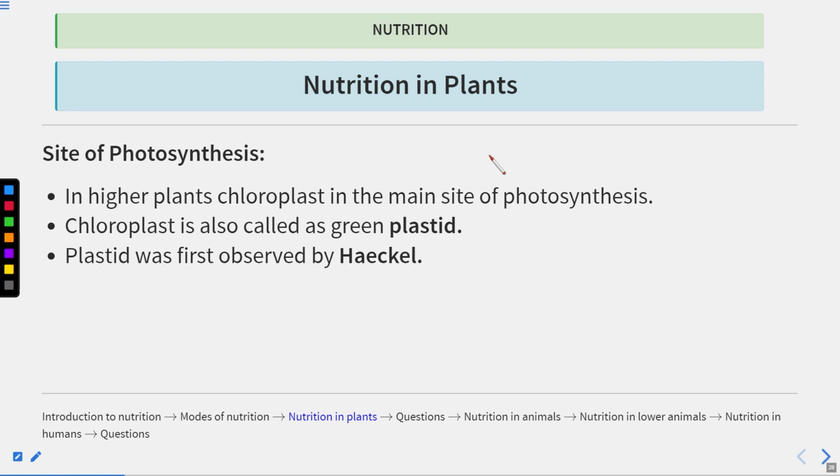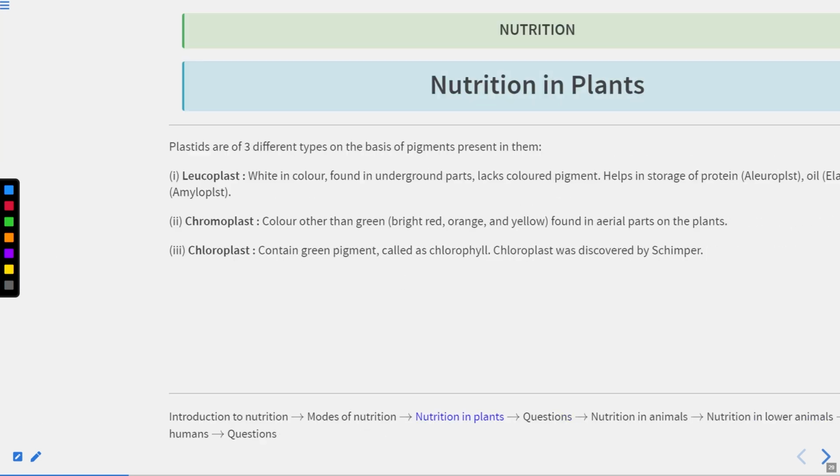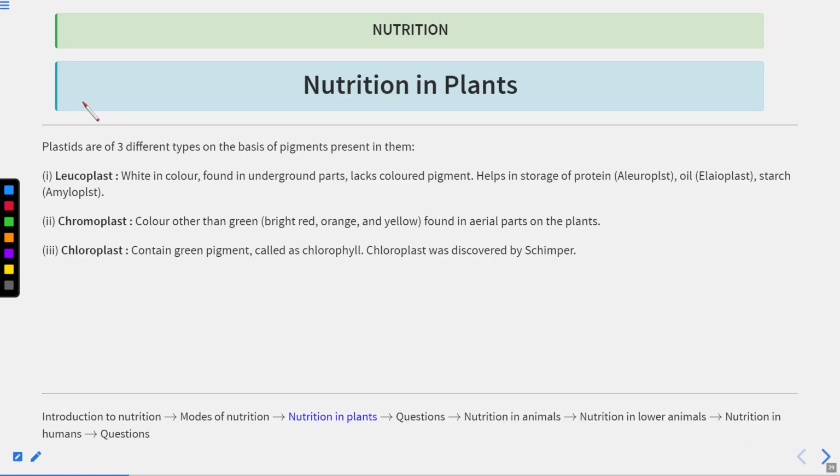Now, in higher plants, chloroplast is the main site of photosynthesis. This we have already discussed. And chloroplast is a type of plastid. And which kind of plastid? Green plastid. Why is it green? Because it contains the photosynthetic pigment chlorophyll, which is green in color. Okay. Now, plastids were first observed by Haeckel. Now, let's talk about the plastids.